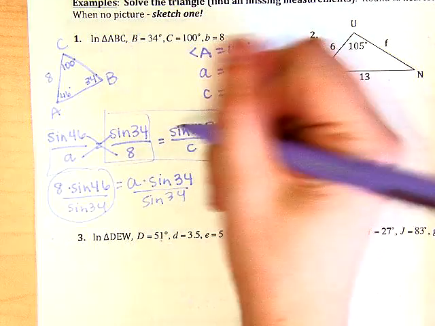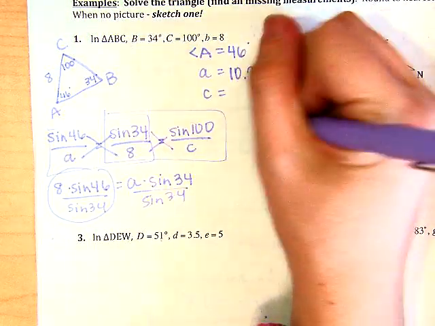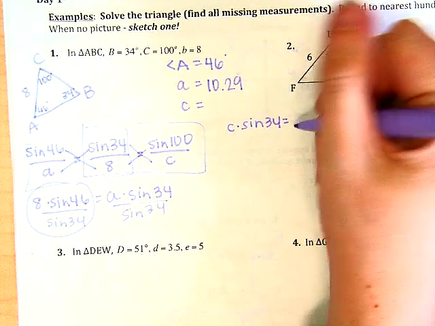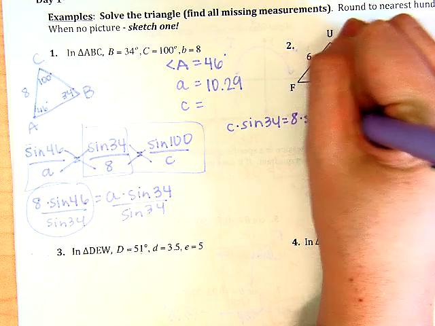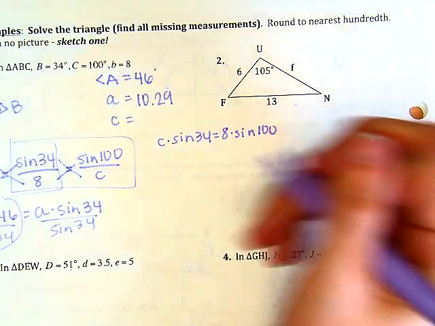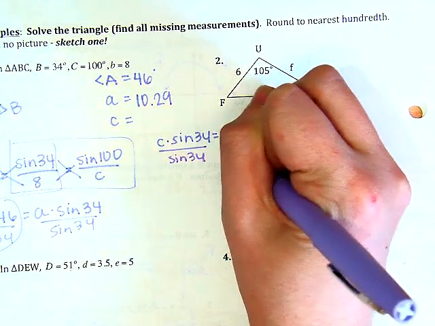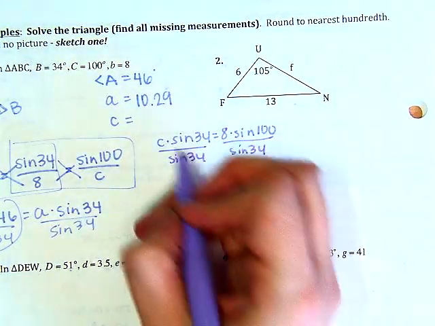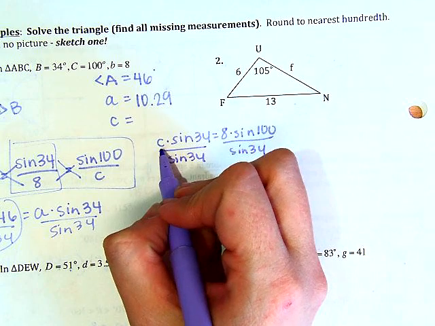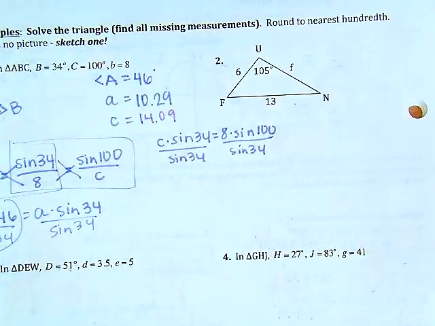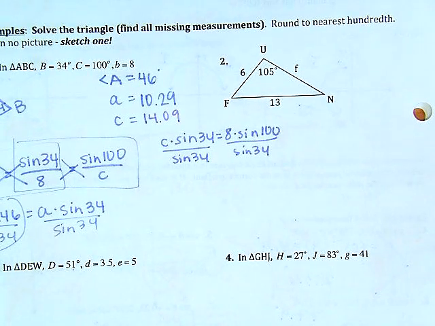For sine C, I'm going to cross multiply these. So C times sine 34 equals 8 times sine 100. Divide by sine 34, and then I get the C value. When I do that, I get 14.09. There we go. Love it.